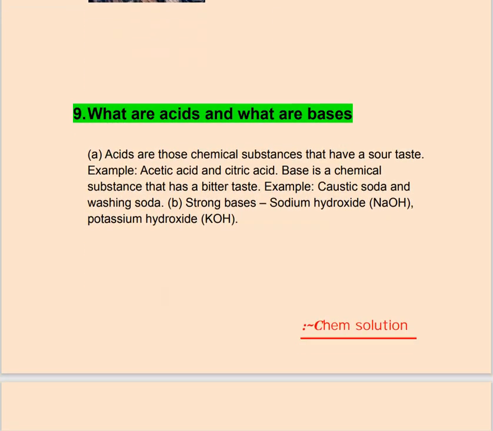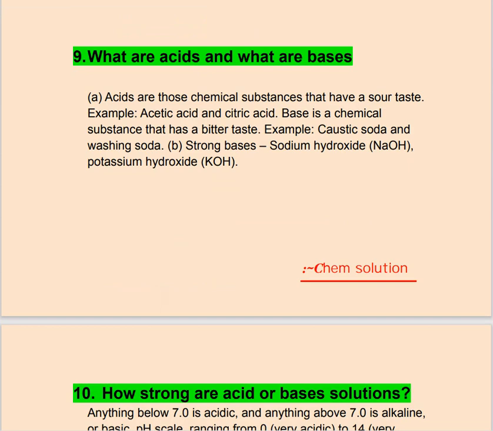Next, what are acids and bases? Acids are sour in taste. Example acetic acid, CH3COOH, citric acid. A base is a chemical substance that is bitter in taste. Caustic soda, washing soda, strong base. NaOH and KOH are both strong bases.